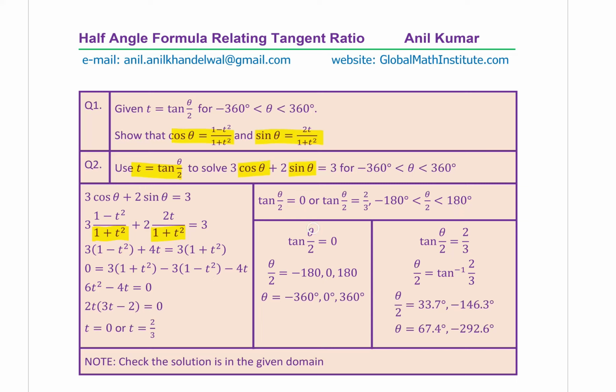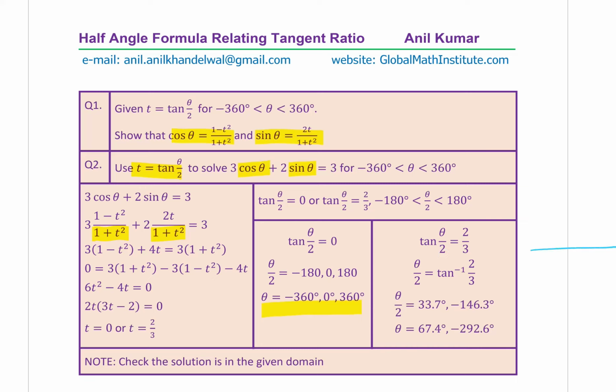So now, if tan theta by 2 equals 0, then the value of theta by 2 is minus 180, 0 and 180 degrees, correct? So you get the value of theta as times 2: minus 360, 0 and 360. So that is a part of our solution. The other part of the solution is to solve for tan theta by 2 equals 2 over 3. So theta by 2 is tan inverse of 2 over 3. Use your calculator, the inverse tangent ratio, and you'll find the angles are 33.7 degrees and minus 146.3 degrees within the given domain, right? So this is kind of important to understand.